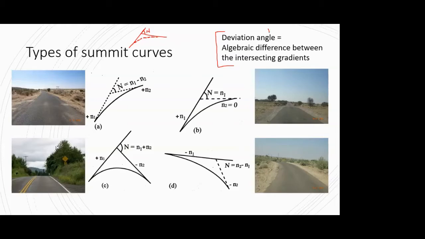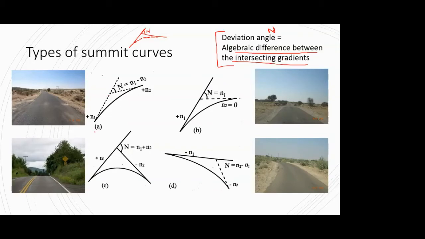Generally, it is given as capital N notation. Okay. And this is the point to remember, that the deviation angle is the algebraic difference between the intersecting gradients. So now what is it? We'll see through the example.